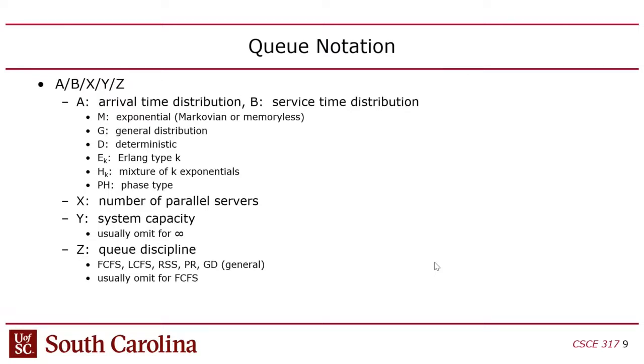Obviously, in many real-world scenarios, you're going to have more than 1 server. That's pretty typical. But the first 3 parameters are the most important ones. Then system capacity is the 4th one, which you omit if it's infinite, and the queue discipline is the 5th one, which you omit if it's first come, first served. So in this class, we're going to focus on M/M/1 queues.